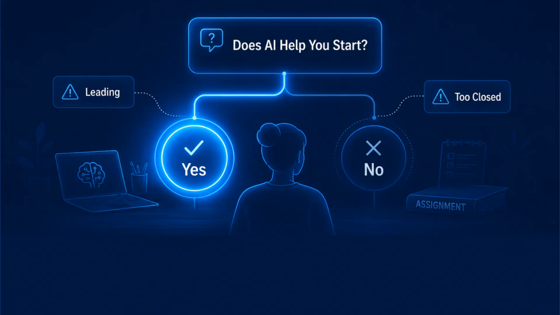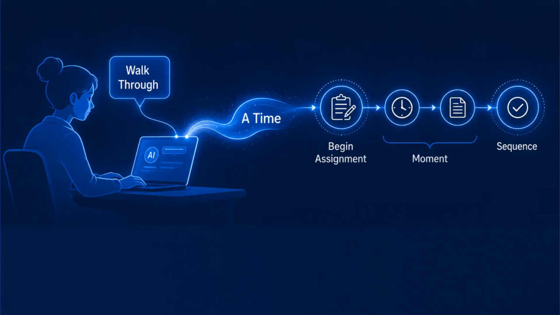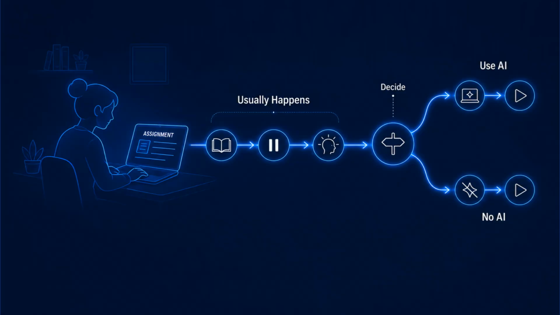A weak interview question would be, does AI help you start your assignments? That may sound clear, but it invites a yes or no answer. It also uses the word help in a way that can lead the participant toward a positive response. A stronger interview question would be, can you walk me through a time when you used an AI tool to begin an assignment? This asks for a moment, a sequence, and a concrete experience. You might also ask, what usually happens when you first open an assignment and decide whether to use AI? This question invites routine and decision-making without assuming that AI always helps.